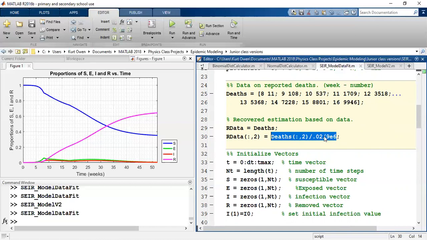So let's look at the first part of that: the deaths divided by 0.02. You might realize that's 0.02, or 2%. So I'm making an assumption here. Assumption number 1 is that 2% of people who get sick end up dying of COVID-19. I'm just basing that on there.